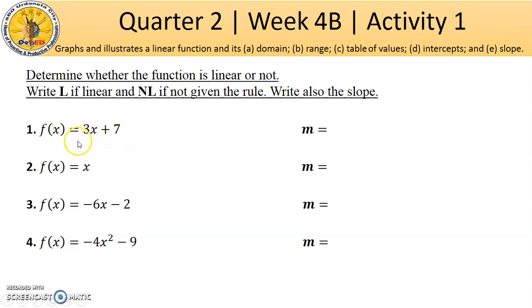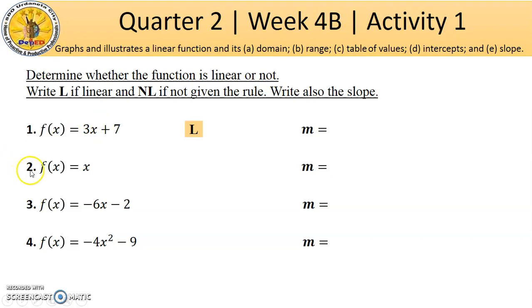So let's look at the given. We have m and we have b. And of course, we have the variable x. Therefore, this is an example of a linear function because x here has a degree of 1, or it is in first degree. It means wala po siyang exponent other than the invisible 1.